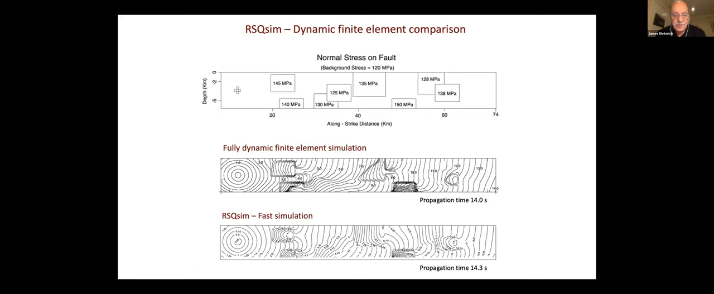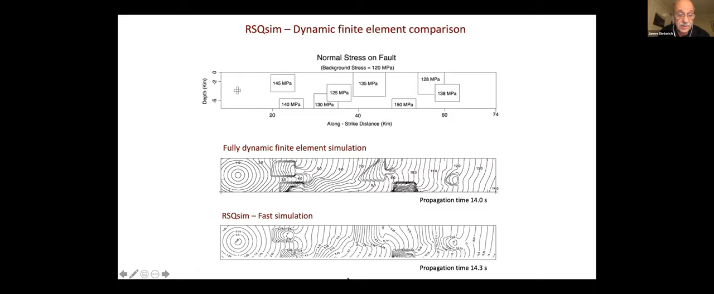And the computation time here, when we did this finite element simulation, I think it took several hours to do just this one rupture propagation on this really relatively small fault. This just took a few minutes, maybe, and now with current laptop computers, you can do this kind of simulation in probably less than a minute.